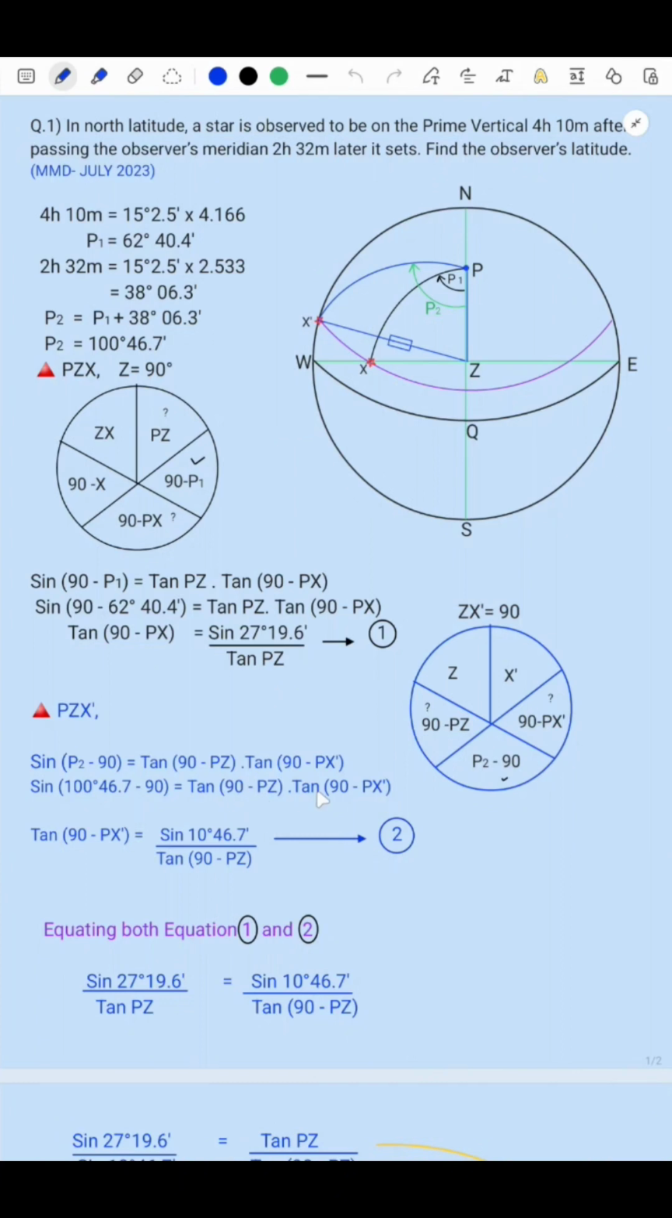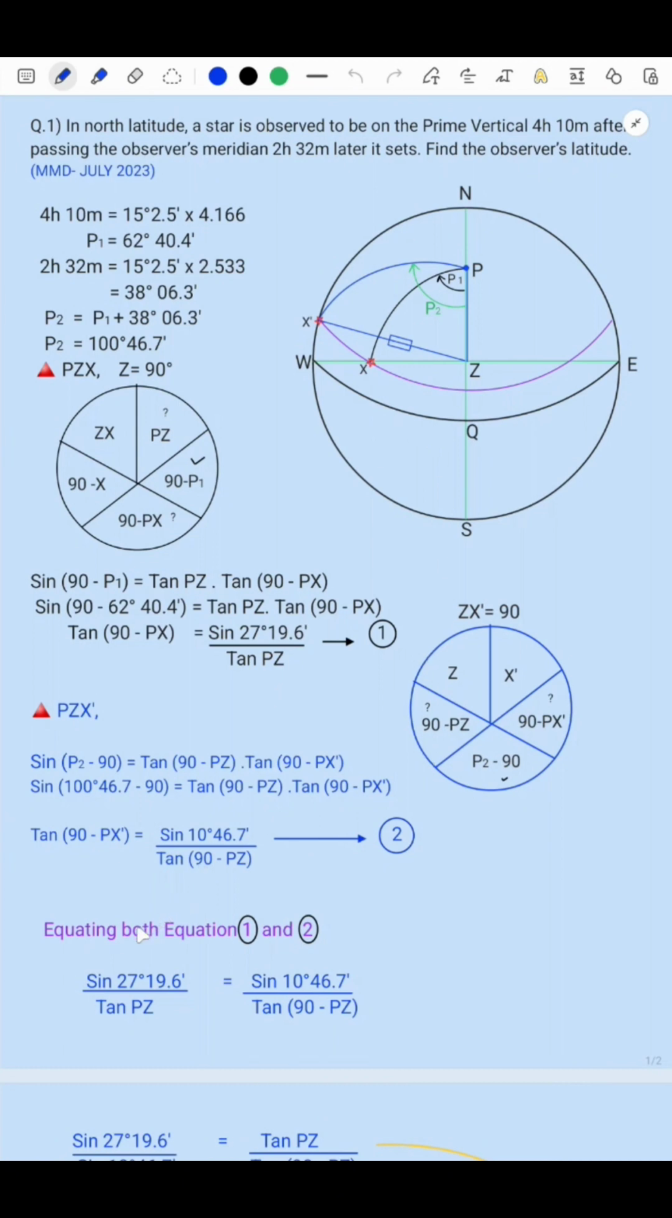Tan of 90 minus PX comes here on the left hand side. That is the remaining one, sine of 100 degree 46.7 minus 90, we got sine 10 degree 46.7, divided by tan of 90 minus PZ on the right hand side. This is equation number 2.